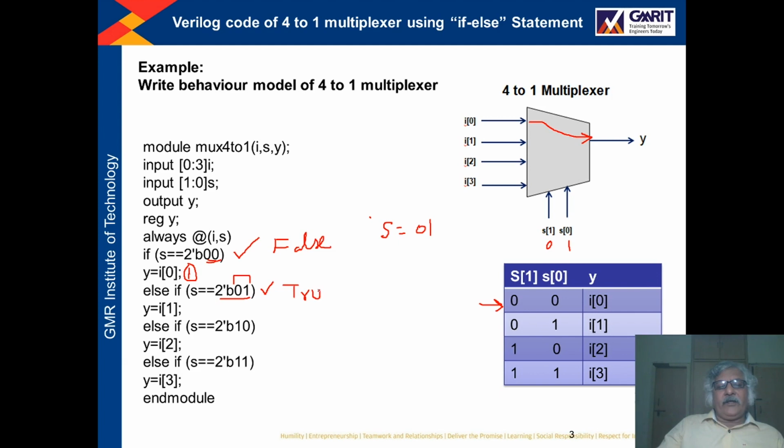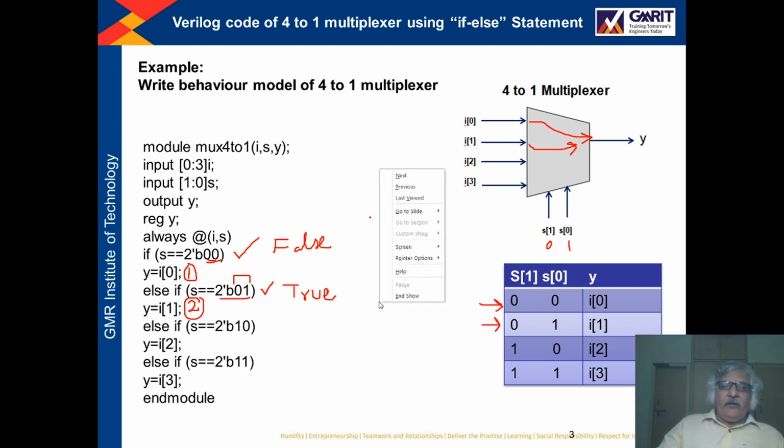So in sequence it is checking, because we know that the statements inside an always block are sequential statements. So this is true. So if this is true, then statement number 2 will be executed. And what is this statement? I1 is assigned to Y. This means the second row of this truth table is implemented.